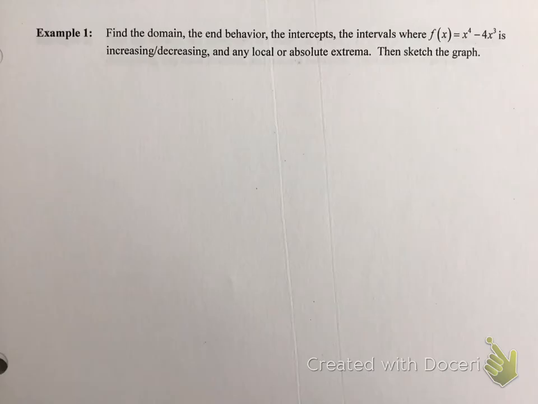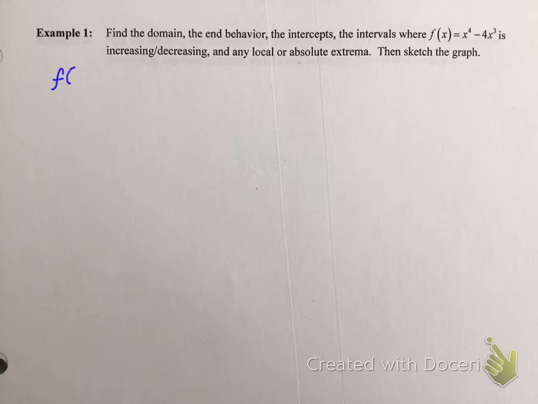Okay, so let's look at an example so we can put the pieces together. These examples are going to have you graph them, so it's important to get as much information as you can before you do that. So it says, find the domain, the end behavior, the intercepts, the intervals where f of x equals x to the fourth minus 4x cubed is increasing, decreasing, and any local or absolute extrema. Then sketch a graph.